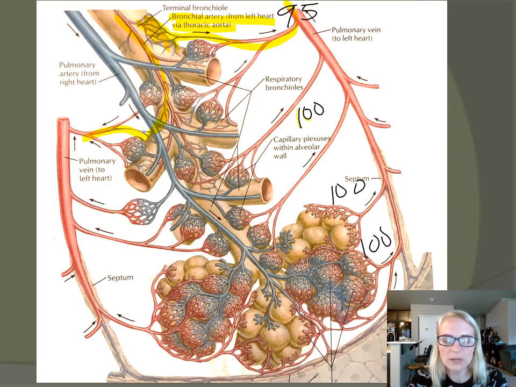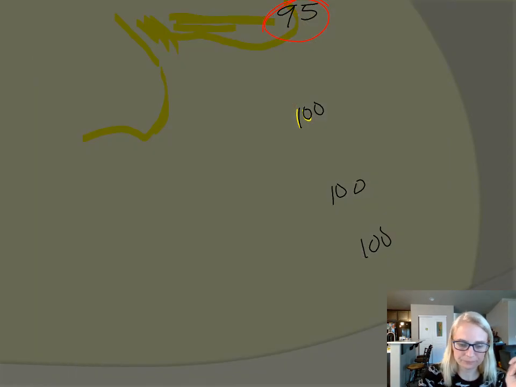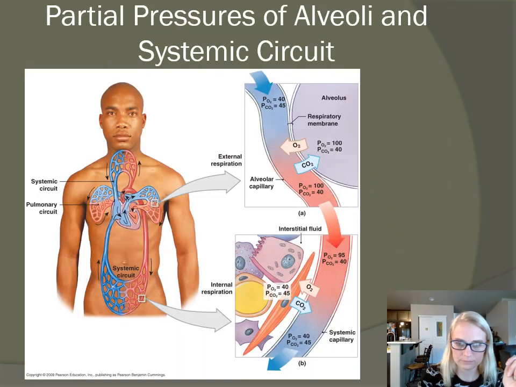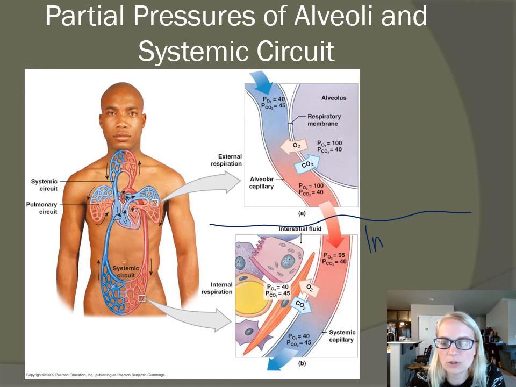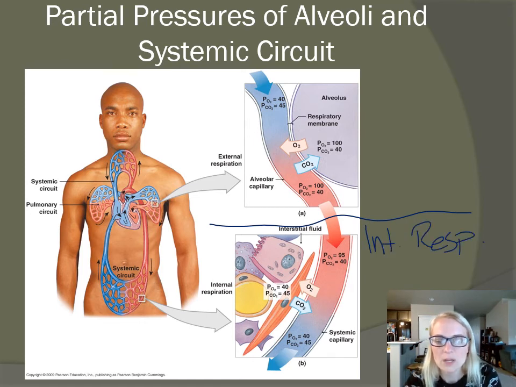And we do drop down to 95, but that's still going to be a big enough gradient for the oxygen to leave the blood to go into the tissue. So let's take a look at that. Okay, so now we're back to our internal respiration. So again, here are those values that we just picked up.